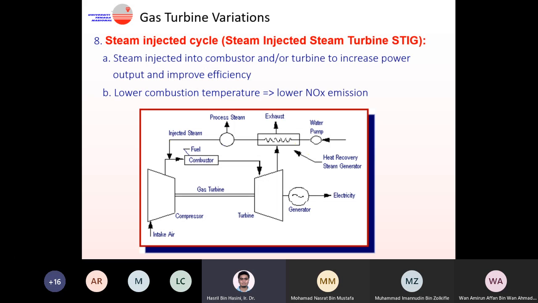In some power plants, or maybe in a few power plants, they are also injecting the steam after the combustor. Okay, but the principal mechanism remains the same. The main objective is to promote more air to come, and the second one is to lower down the temperature of the combustion exhaust gas, so that you are lowering down the NOx emission.